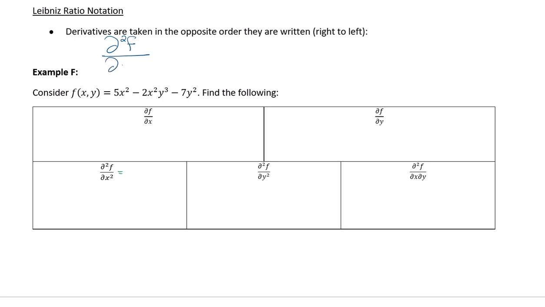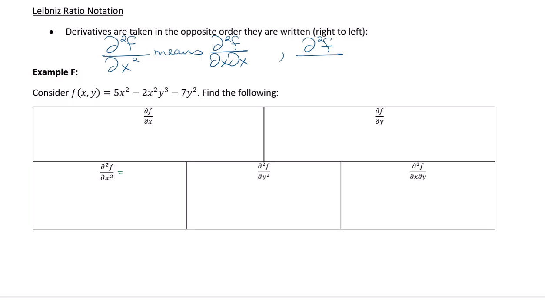But if it's an x and an x, they're going to use an x squared. So notice how those squares are in different places. One is right after the partial derivative d, and the other one is after the variable. So this means the same thing as the second partial derivative of f with respect to x, and again with respect to x.